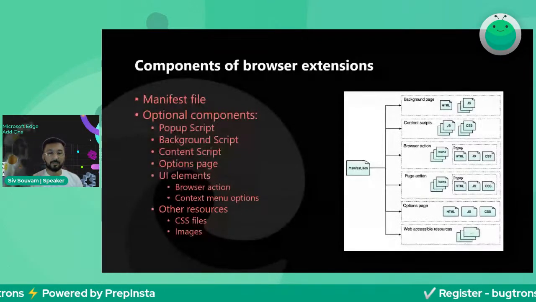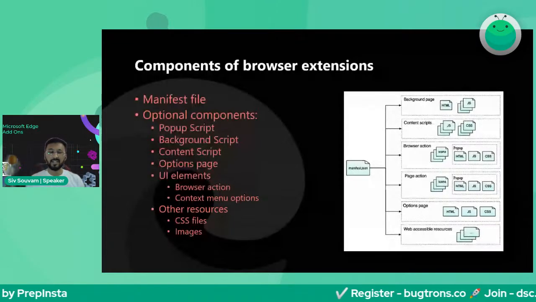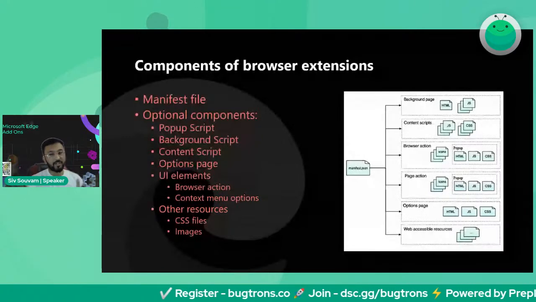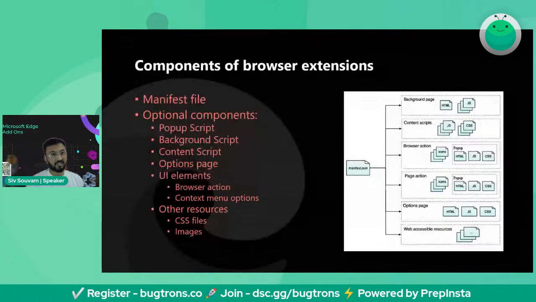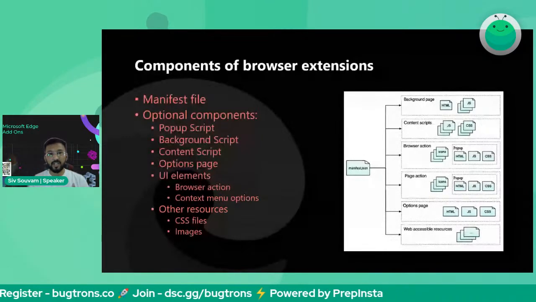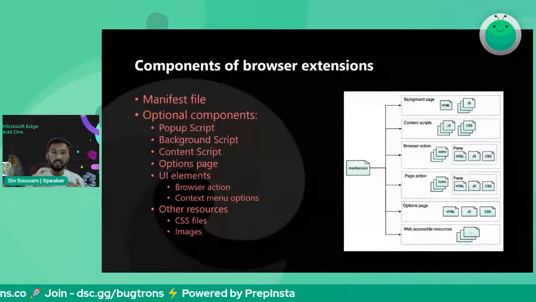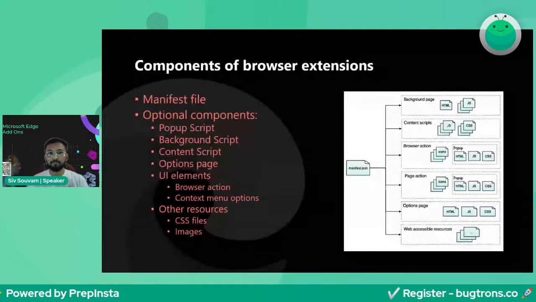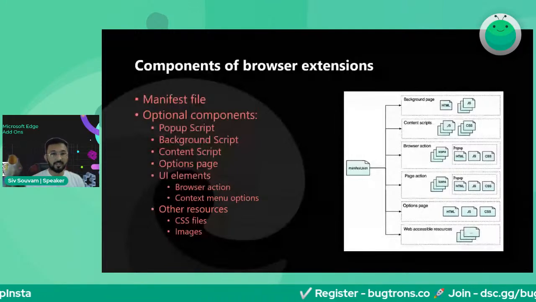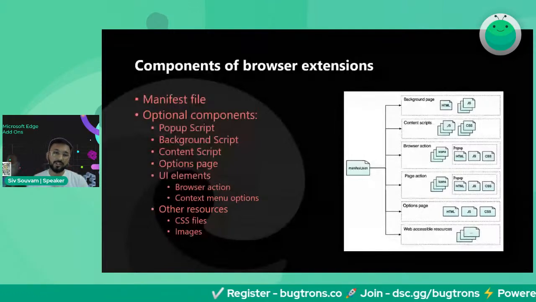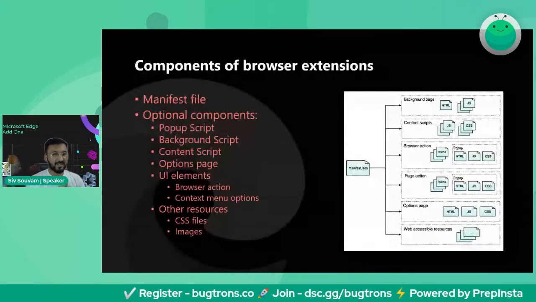So that is known as browser action. Then comes the context menu. A context menu is a pop-up menu when you click on the browser extension or browser action. There's a drop down and you find the menu. That is known as context menu options.